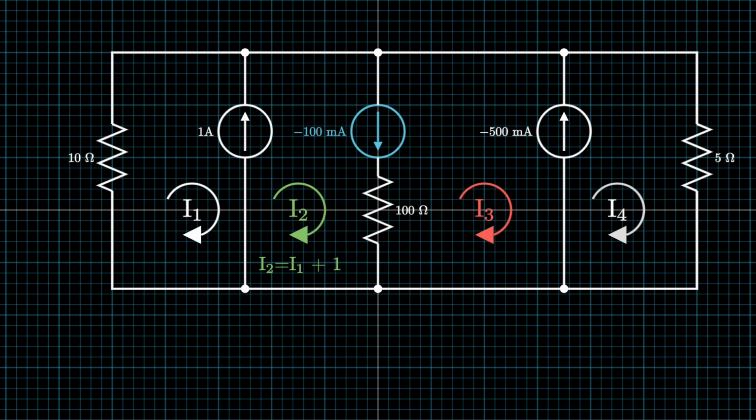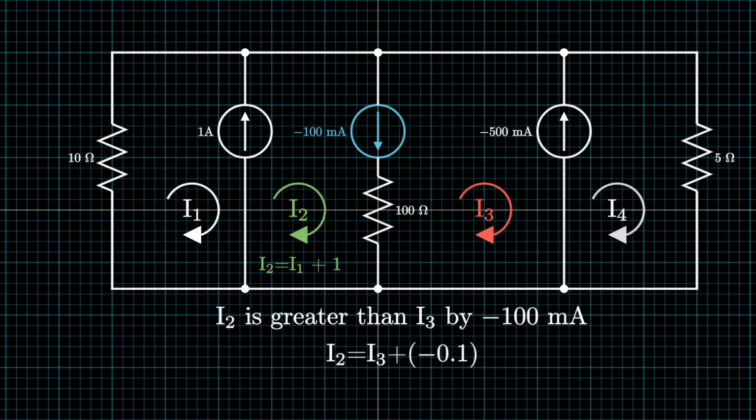All that matters is that I2 is facing in the same direction as the current source. So I2 is greater than I3 by a magnitude of negative 100 milliamps. Read this again, read it twice, maybe 3 times, and you'll realize that the English makes absolutely no sense. But we don't care about English. Let's proceed with translating the English into a math equation anyway. So there we go, and that makes a little bit more sense, but let's go ahead and simplify.